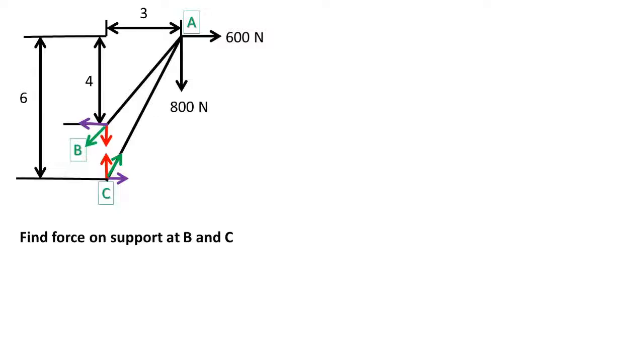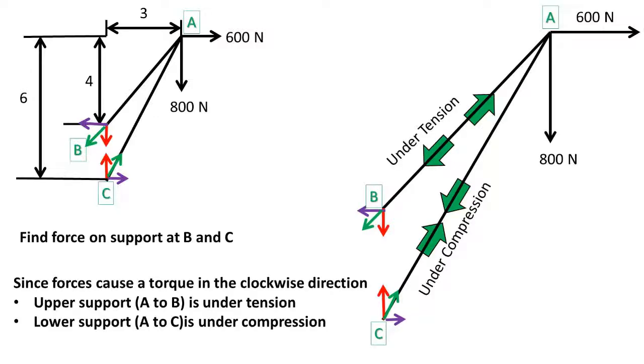We have three sections: A, or where the force is being applied; B, which is the joint that connects the top support to the wall, which we will be solving for the force on this joint; C, which is the joint that connects the bottom support to the wall, and we will be solving for the force on this joint as well. Looking at this diagram, we can see that the forces are causing a torque in the clockwise direction.